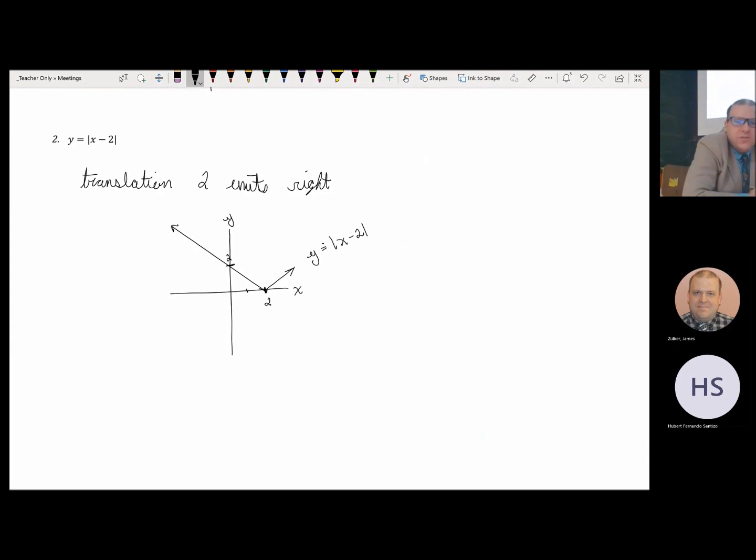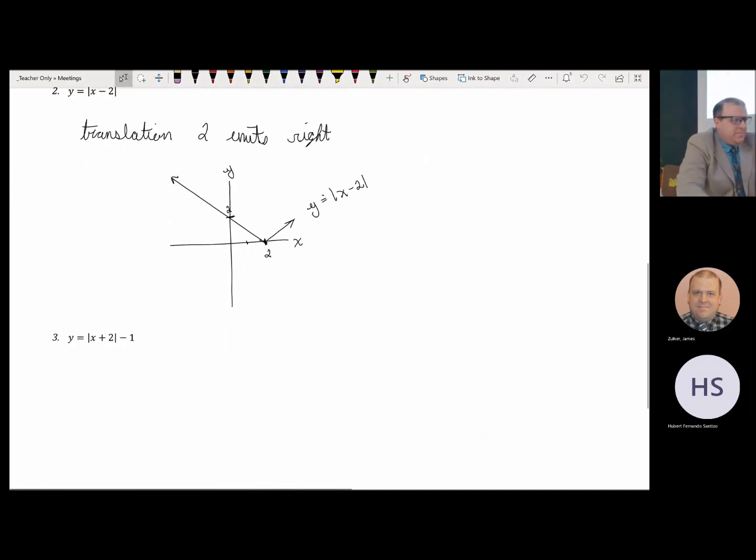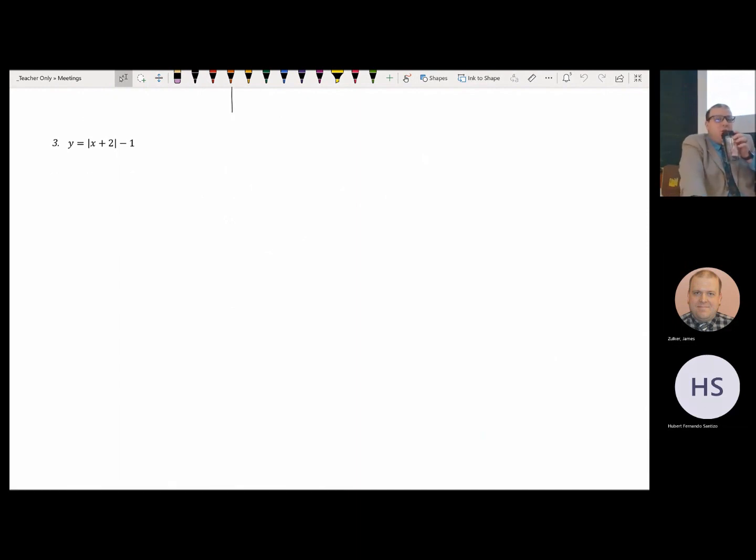And so there'd be the graph of absolute value of x minus 2. Here we have absolute value of x plus 2 minus 1. That plus 2.